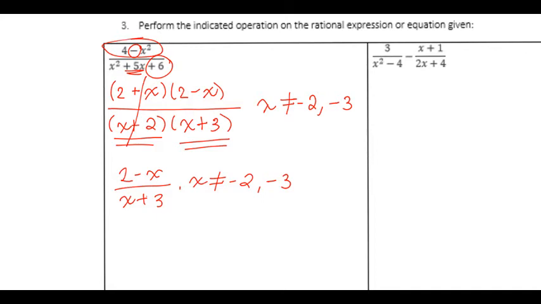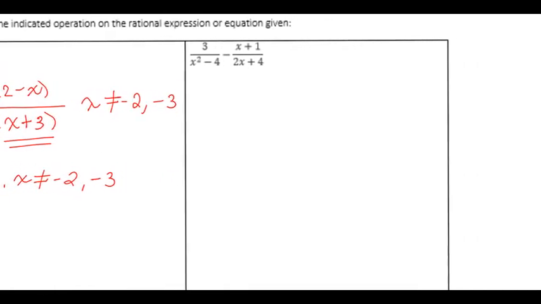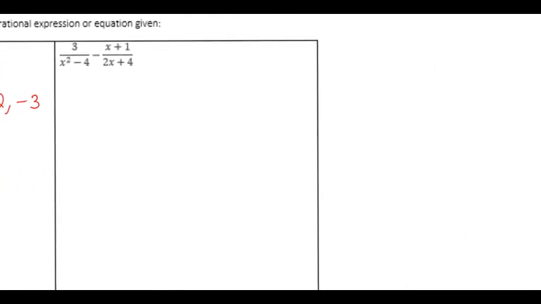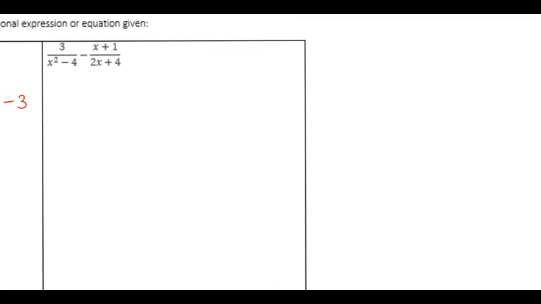Okay, so that's a basic simplifying problem. No particular operations that I would be using here. In the next question, this is a subtraction problem. So subtraction problems are, again, started by factoring and stating the restrictions, so we'll do that first.